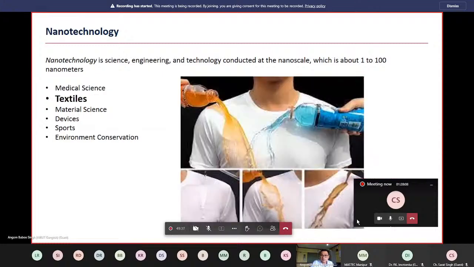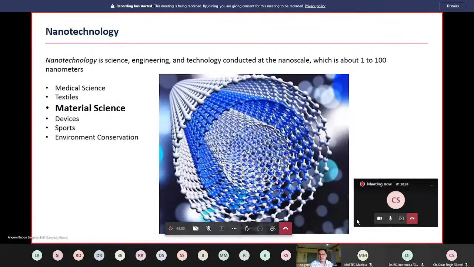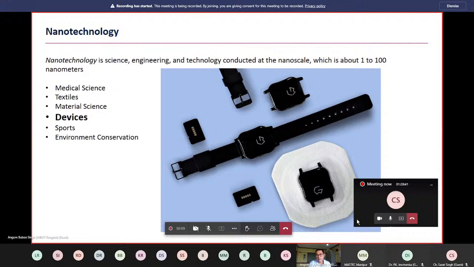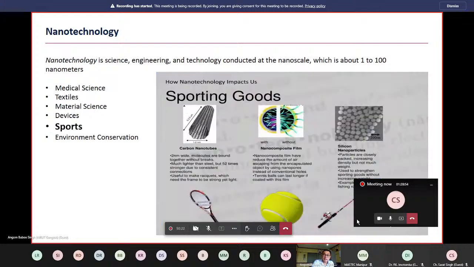In textiles, a nanotechnology-based spray or polymer may be used for having stain-resistant cloth, and various other properties like wrinkle-free. It is also very strong in material science. Carbon nanotubes are lighter than steel, and very strong. So they can be used for manufacturing different types of materials, which are used in construction, sports, and other things. Devices like glucose monitoring systems have been developed using nanotechnology that are needle-free, right?